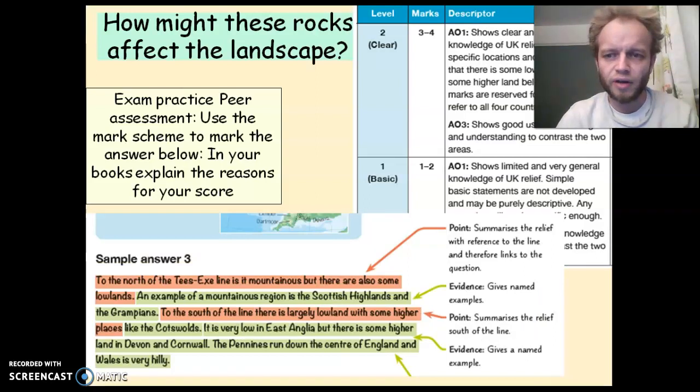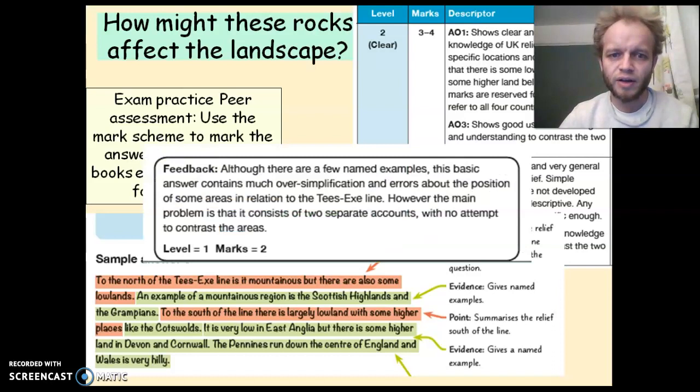Okay, so this one, you've probably noticed that it's not quite as strong as the other answer, so a little bit weaker, but it still has some evidence in there, which is good, just not quite as in depth as the first one. In terms of the examiner's feedback, there are a few named examples. The answer contains some oversimplification and errors about the position of some areas. Okay, so 2 marks for that.